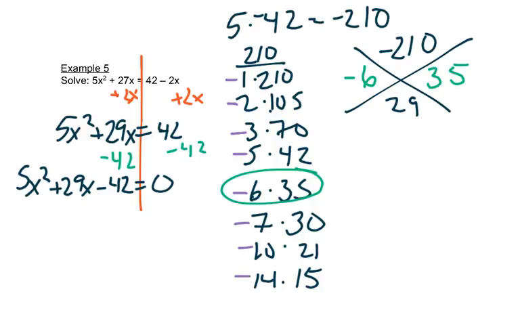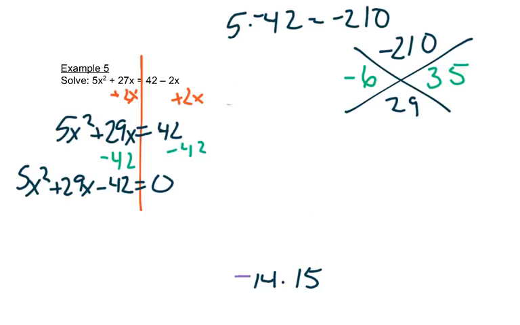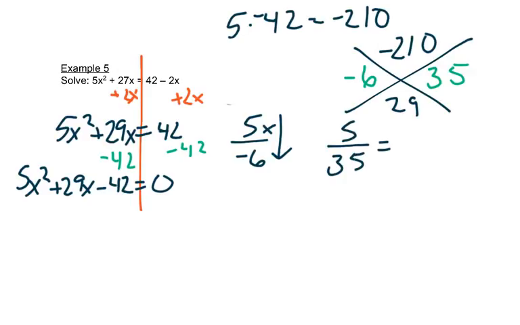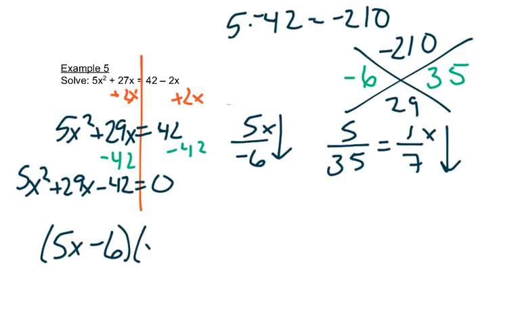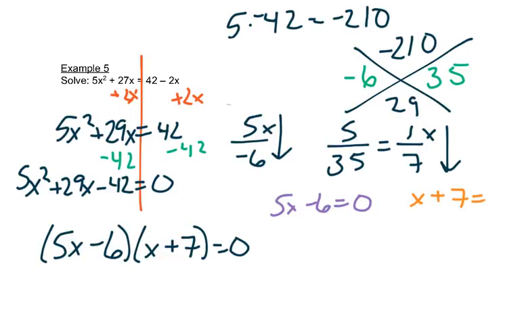Now I'm going to erase my factoring so that I have room to work the problem. Remember, this tells me I need to now put 5 over each of those. So I have 5 over negative 6, and that can't be reduced, so I have one pair right there. And then 5 over 35 can be reduced, that's 1 over 7. So here's my other pair right here. So I have 5x minus 6 and x plus 7 equals 0. Now I can write my two equations. 5x minus 6 equals 0. And x plus 7 equals 0.